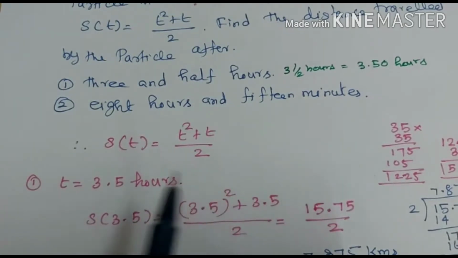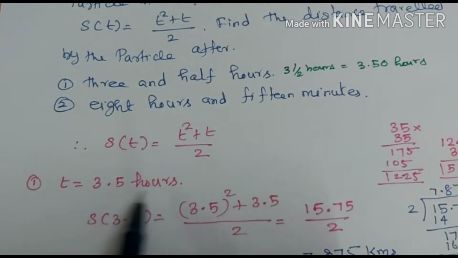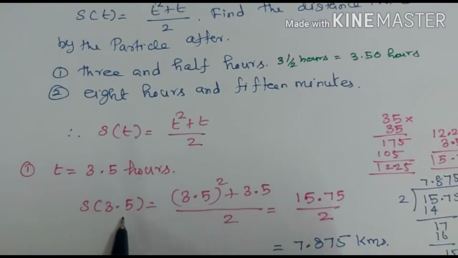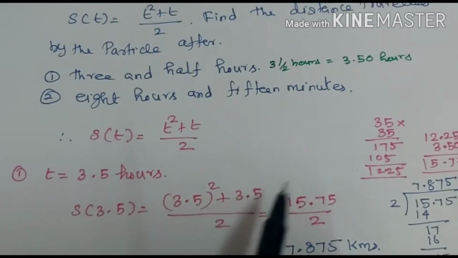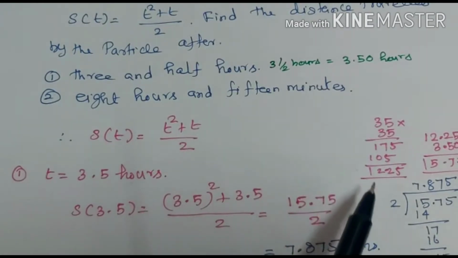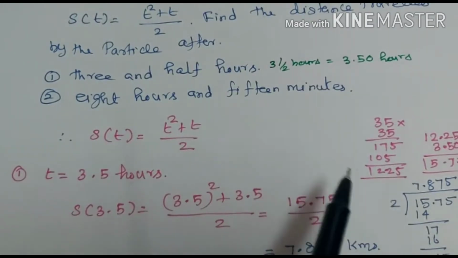Zero is not valued after the decimal. So 3.5 hours, so S of 3.5. Replacing the t with 3.5, we get 3.5 the whole square plus 3.5 by 2. So multiply 3.5 into 3.5. The answer is 12.25, because there are 2 decimals.